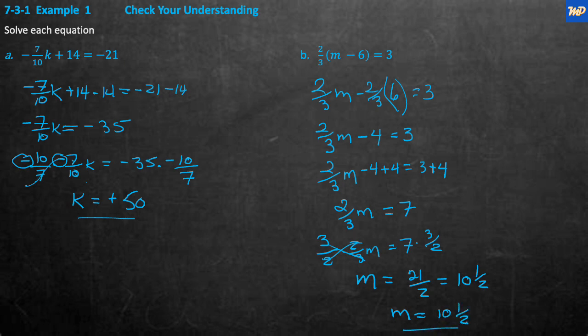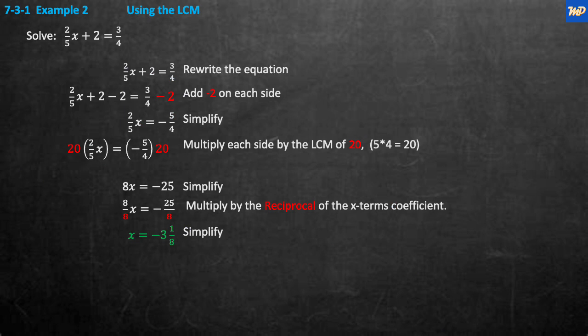Okay? So in example 2 here, we're going to use the lowest common multiple. We're going to look at it in a different approach. So the problem we're going to look at is 2/5 x plus 2 equals 3/4. So we've got it rewritten here. So now we're going to work on this equation. So we're going to have 2/5 x plus 2 minus 2, we're going to add the negative 2 here, is equal to 3/4 minus 2. So we subtracted 2 from both sides. Okay, so that's going to take care of the addition and subtraction part of this problem at this moment.